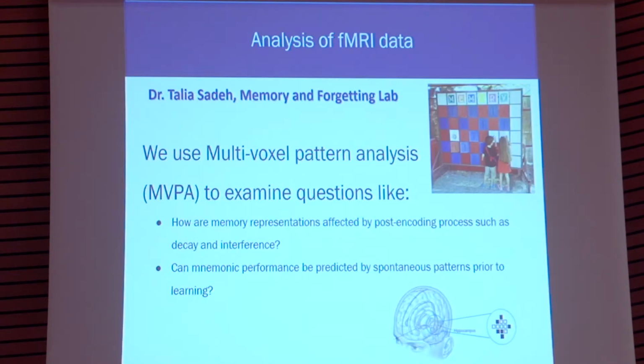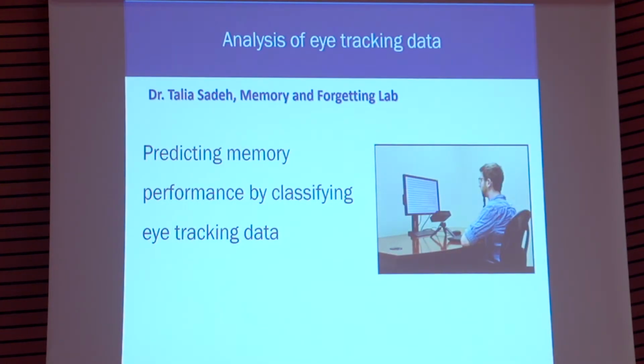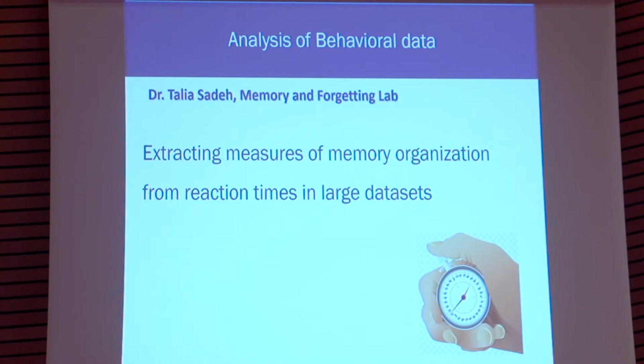We also have Talia Sadeh, she's a memory person. She gathers a lot of data and typically analyzes it with not too advanced machine learning techniques, but they use, for example, what's called multivoxel pattern analysis to study memory representations and mnemonic performance. They study eye tracking data. So they do behavioral experiments with eye tracking, and then they try to see if they can predict memory performance from eye tracking data, and also use reaction times. So this was maybe low dimensional, but the fMRI is pretty high dimensional.